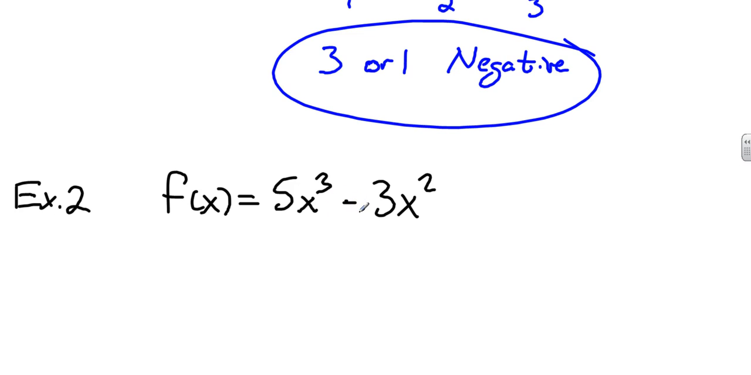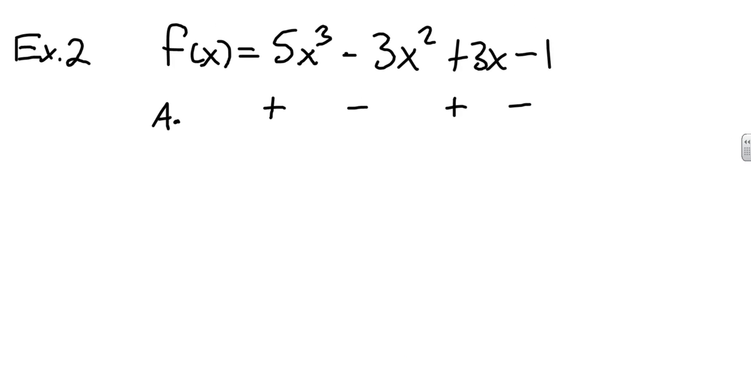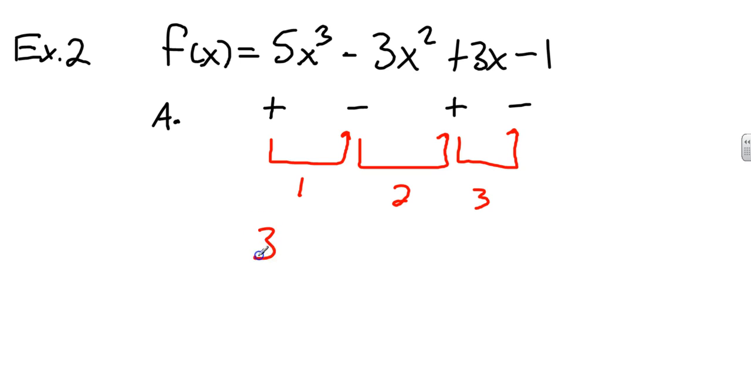So let's go 5x to the third minus 3x squared plus 3x minus 1. Okay. And again, big thing on these, don't get in too big a hurry, because sometimes people jump and they go, oh, there's 1 or there's 2. Just take your time and go one number to the next. So there's 1. There's 2. There's 3. So again, there's 3, but everything occurs in groups, clusters, if you want to think about it that way. So there's either 3 or 1 positive solutions.